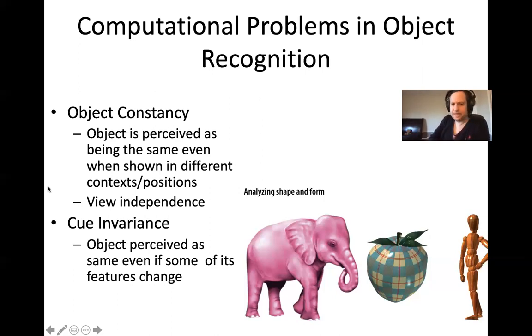So object constancy, you can see the definition here. It's the idea that you can recognize that an object is the same, despite the fact that elements of that object change, particularly the context or the positions in which you see that object, which is kind of similar to this idea of view independence, which I'll show you a study for in a second.